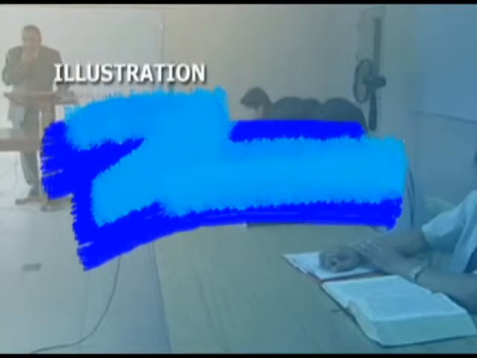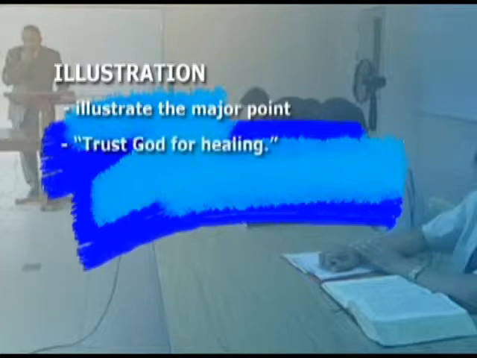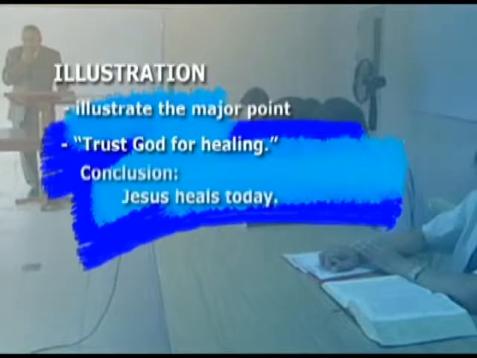Now, an illustration illustrates the point, but what you don't want to do is get an illustration for each major point. What you want to do is illustrate the major point that you're trying to communicate. And in this case, we want to show that we can trust God for healing. So whatever you say in your illustration, it should show that Jesus heals today. And it reaffirms your purpose statement. It reaffirms what you're trying to say. It reaffirms the direction you're trying to go. And it really ties the sermon together. Now, if you cannot find a good illustration, I would suggest you leave it out completely.